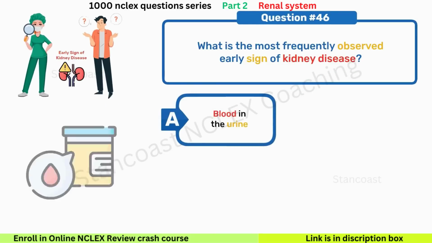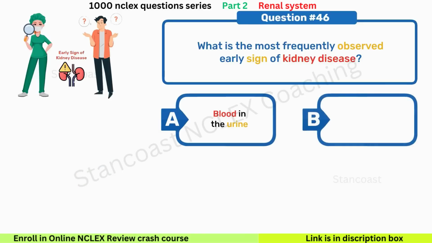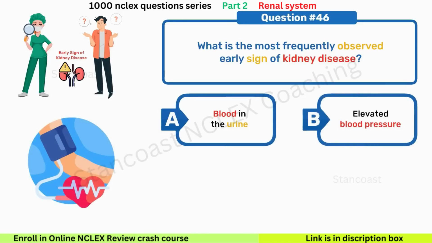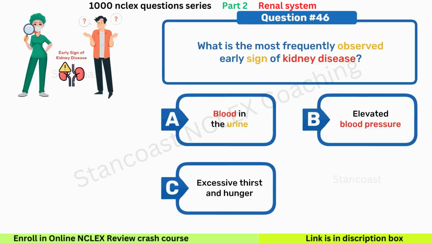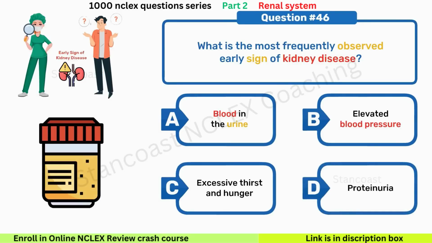A. Blood in the urine. B. Elevated blood pressure. C. Excessive thirst and hunger. D. Proteinuria. Correct answer is D.